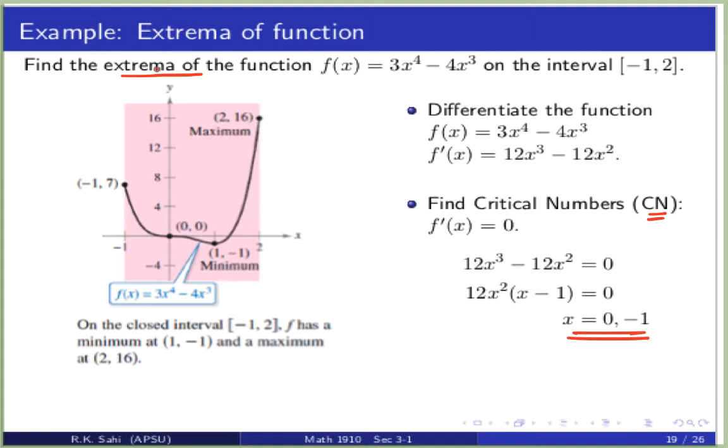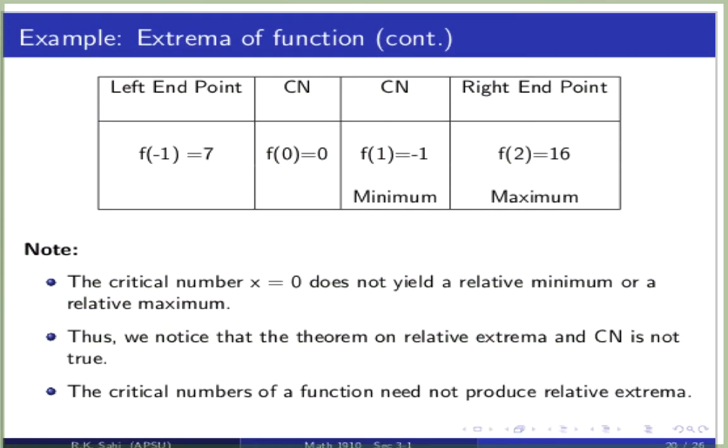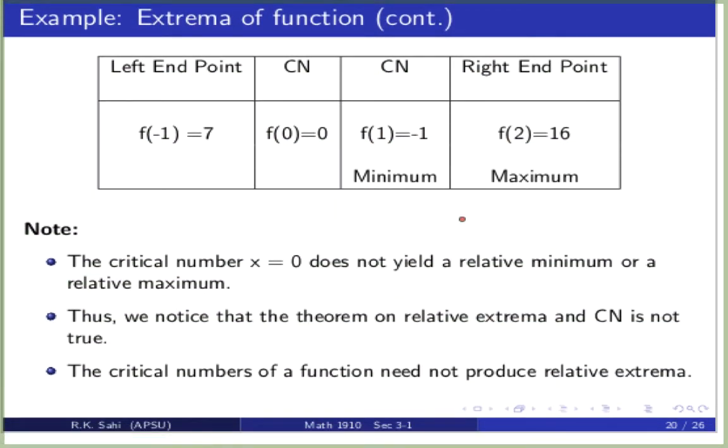But to find the extrema of the function, what are we going to do? We actually create a table. The first column would be the left-hand point, then the right-hand point. Remember, the left-hand point is what? X equals -1, x equals 0 are the critical numbers, and the right-hand point is x equals 2. Now we will evaluate these functions at -1, at 0, at 1, and at 2.